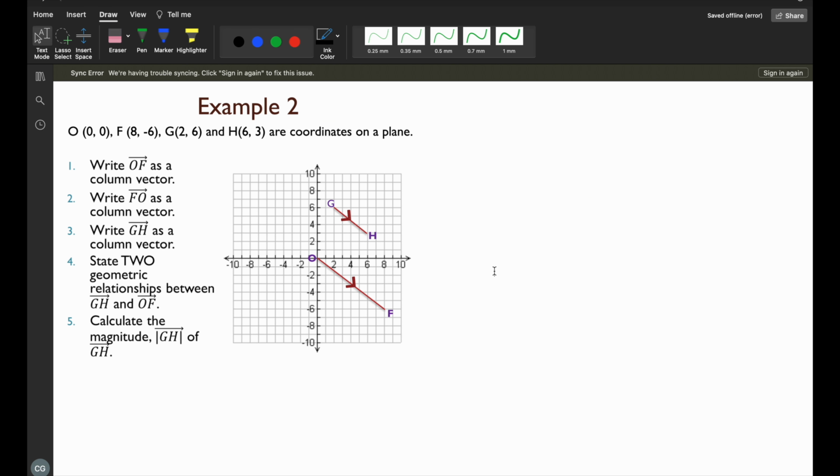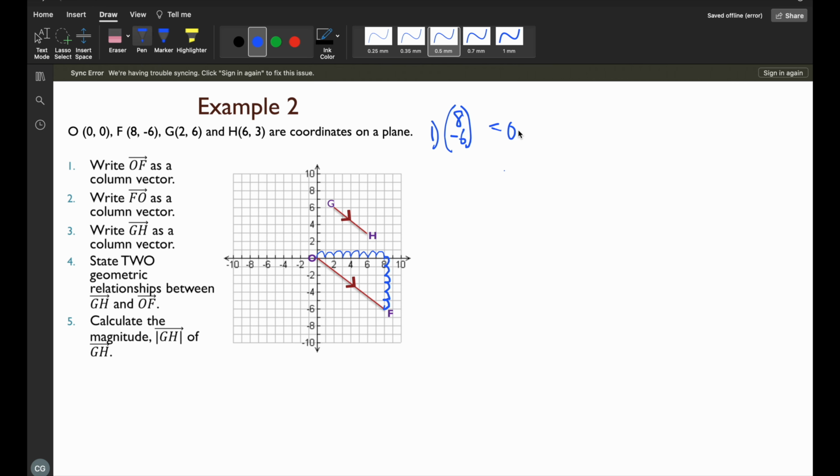Alright, so with this one here, the first thing we're looking at is OF. If you check out OF, going from O to F, we have to go 1, 2, 3, 4, 5, 6, 7, 8. So 8 to the right, and then after that we go 1, 2, 3, 4, 5, 6 down. So for question 1 it's going to be 8, negative 6. So 8 to the right and then 6 down.